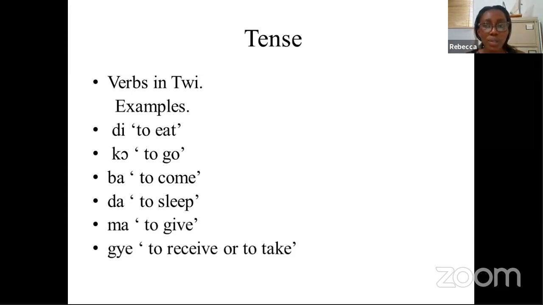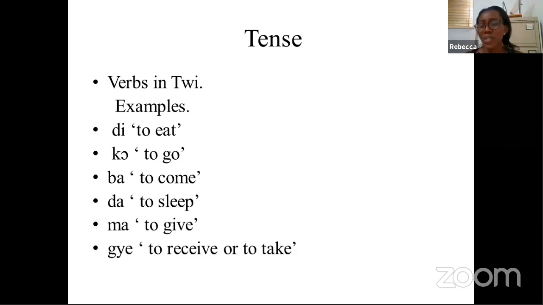Now let's come to the tenses. Now the tenses, we have the verbs. At the intermediate class, we should be conversant with these verbs. We should be conversant with the word di, which means to eat. We should be conversant with ko, which means to go, ba, which means to come.